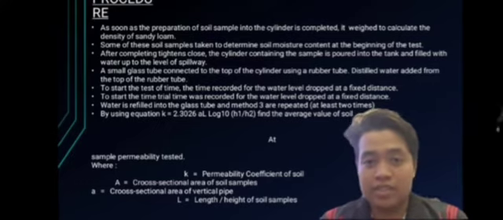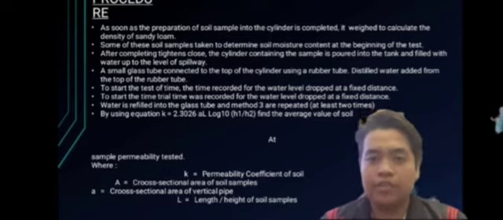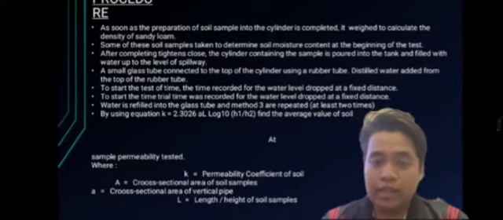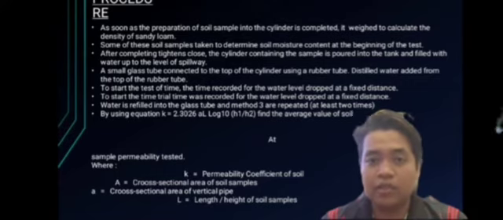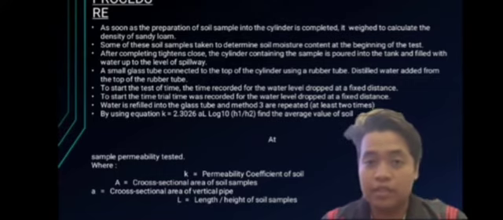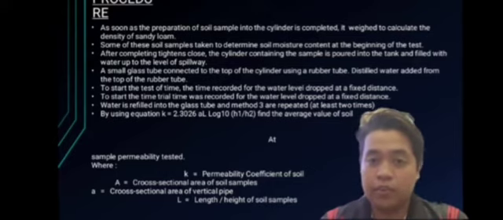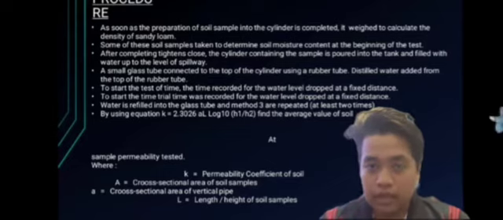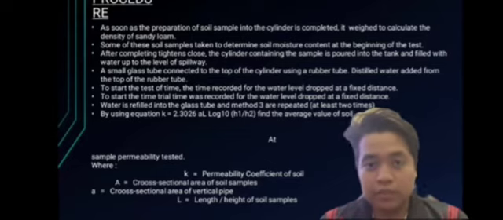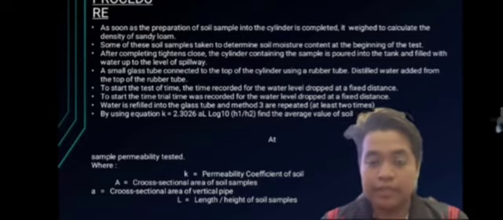Next, a small glass tube is connected to the top of the cylinder using a rubber tube. Distilled water is added from the top of the rubber tube. Next is to start the test timer. The time is recorded for the water level to drop a fixed distance. Water is refilled into the glass tube and the steps are repeated at least 2 times.